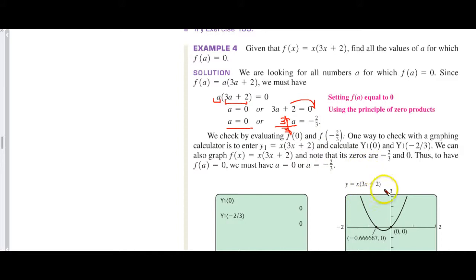Now, when we graph this, again, our y-axis, we're looking at the 0, and then along the x-axis, we're looking for the x-intercepts. Well, here it's a negative 2/3, which is this value right here, and a 0, which is this value right there.